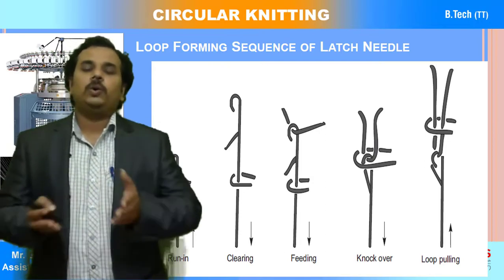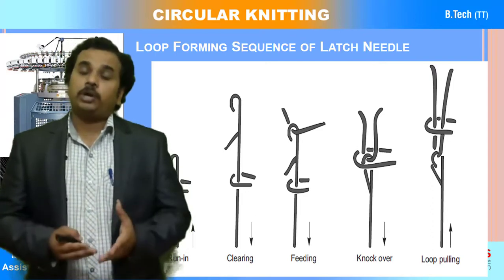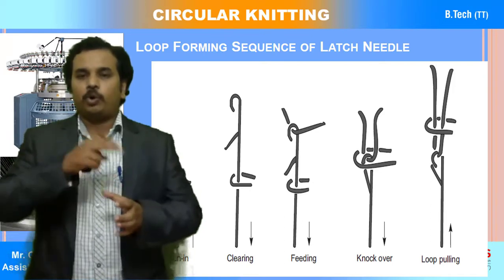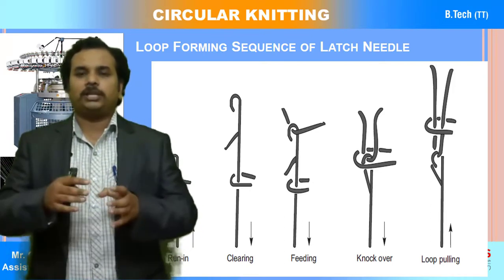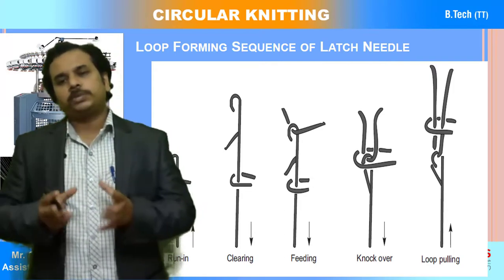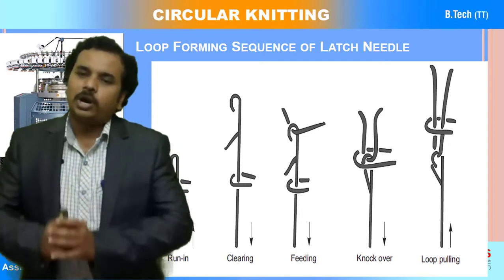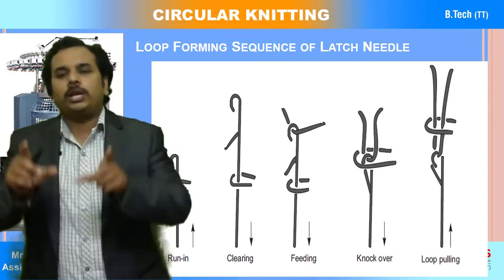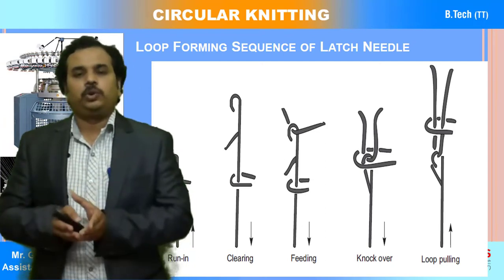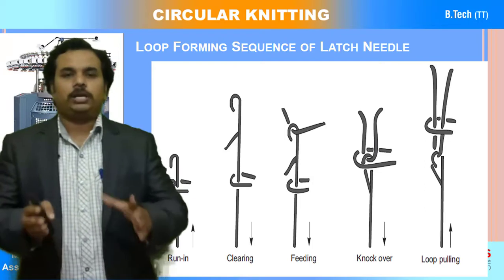The pulling needs to vary. For example, if we want to increase the stitch length, more loop length, nothing but more loop size, then we need to pull the needle more and more, so that more yarn, more amount of yarn will be consumed to form the loop, so that the loop length is going to be increased. So this is how it is happening.